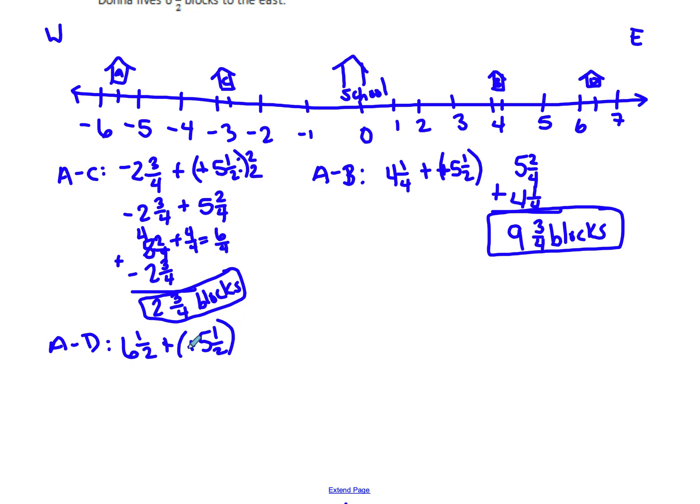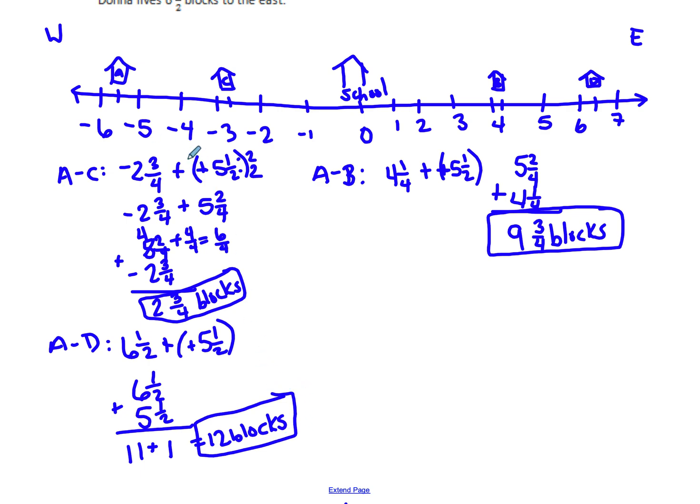I already have a common denominator, so that makes it easier. 6 1/2 plus 5 1/2. 1/2 plus 1/2 is 1 whole. 6 plus 5 is 11. Got to put those parts together. Their distance is 12 blocks. Hopefully looking at that number line picture, that makes sense to you. The difference between this all the way over to there is 12 blocks.